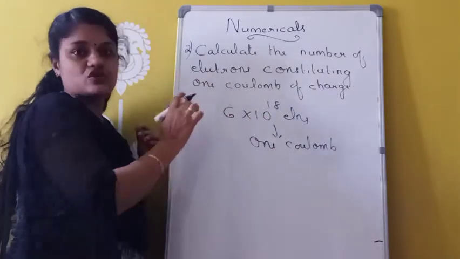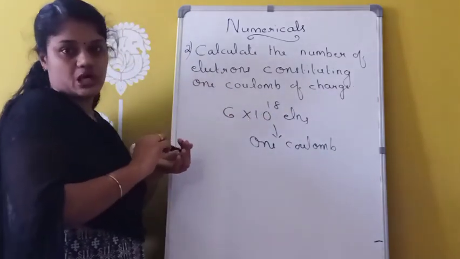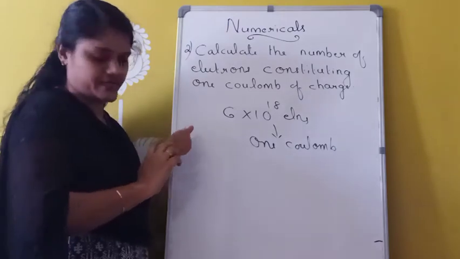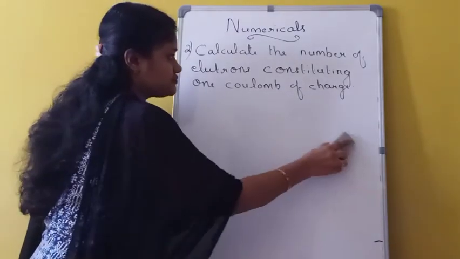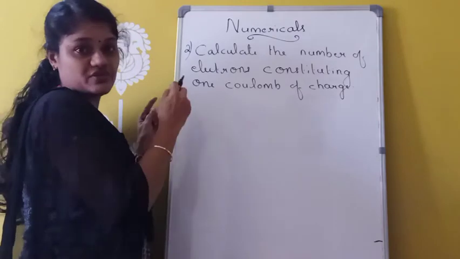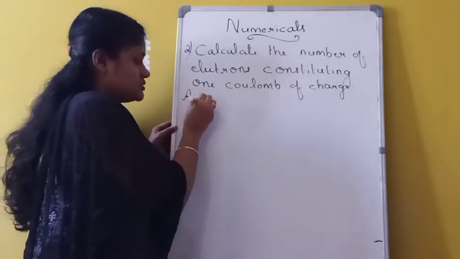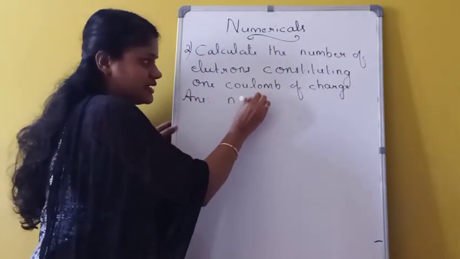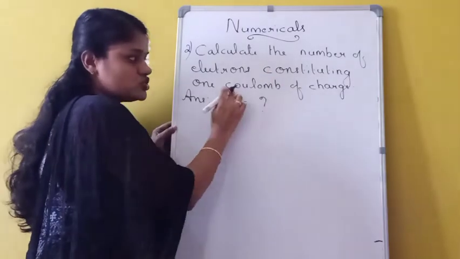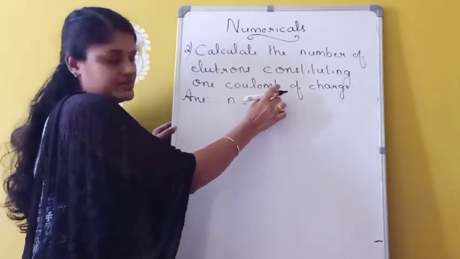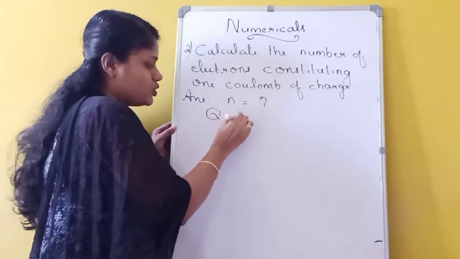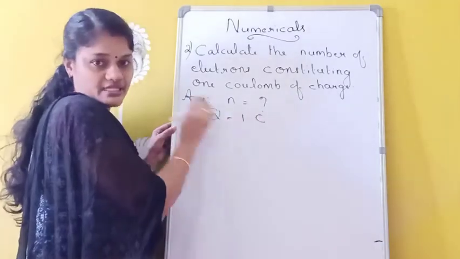But if it is asked for 2 marks, you have to find out how we are getting this answer. So here we have to find the number of electrons, which constitute 1 coulomb of charge. That means charge is given as 1 coulomb.